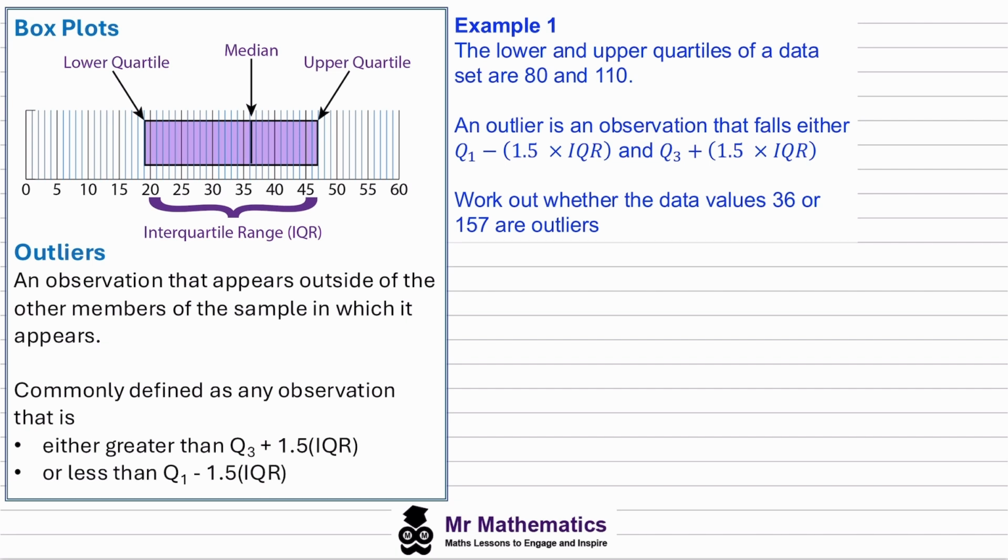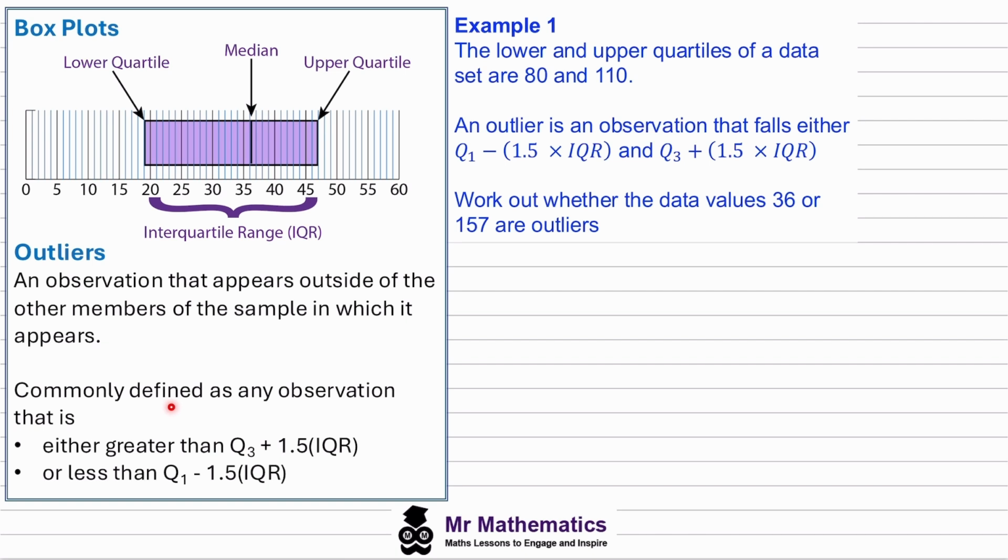So we should know from our work at GCSE that this is a box plot, and it contains the middle 50% of the data from the upper quartile, Q3, to the lower quartile, Q1, where this is the interquartile range. So an outlier is an observation that appears outside of the other members of a sample in which it appears. So for instance, on our diagram, the outlier could be over here, or it could be on this side.